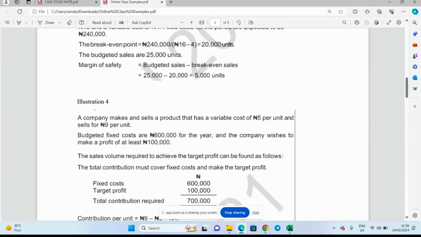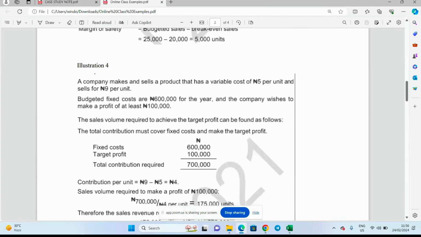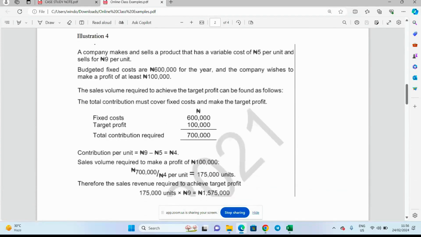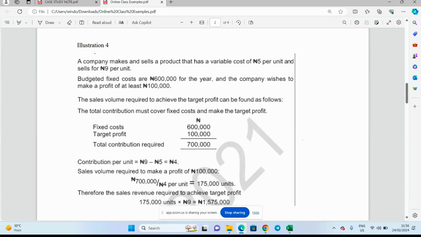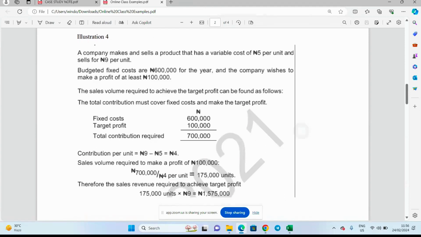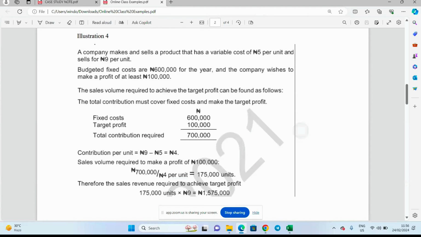Okay, so you understand, right? Yes, sir. Okay, let's go to illustration 4. A company makes and sells a product that has a variable cost of 5 naira per unit and sells for 9 naira. Budgeted fixed cost is 600,000 for the year. The company wishes to make a profit of at least 100,000. The sales volume required to achieve this target profit.